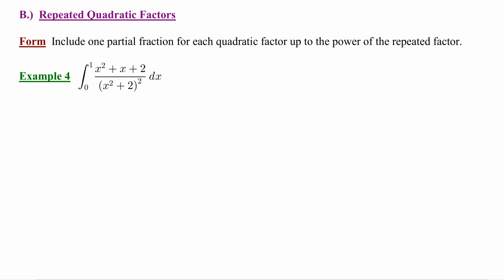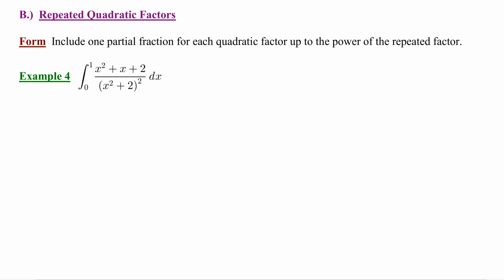Now, here's the big idea. We're going to include one partial fraction for each quadratic factor up to the power of the repeated factor. That is, we're going to handle it the same way we do with repeated linear factors, but we're going to remember that our numerator needs to be linear, that is 1 degree less than the denominator.